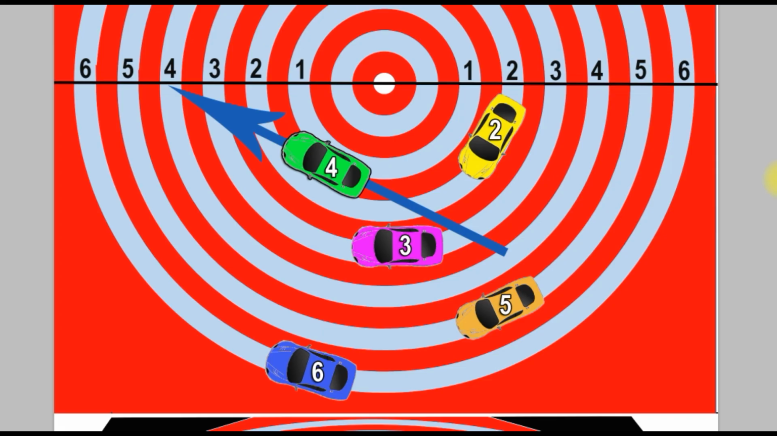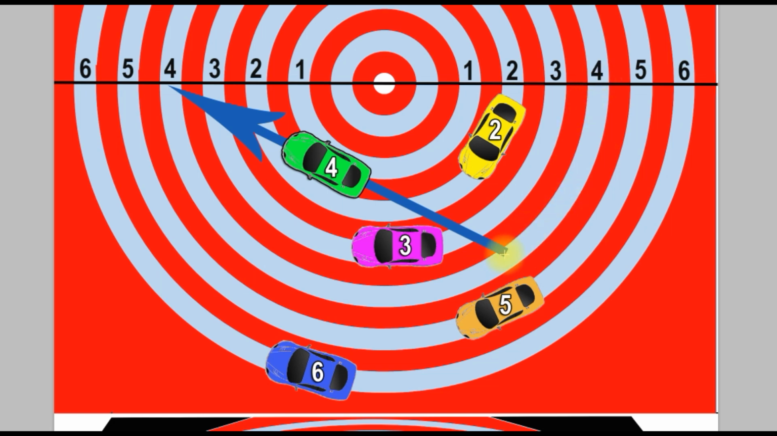We have here a racetrack. We have car number 2 in track 2. We have car number 3 in track 3. We have car number 5 in track 5. We have car number 6 in track number 6. But car number 4 did something different.